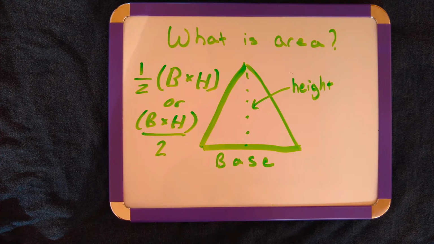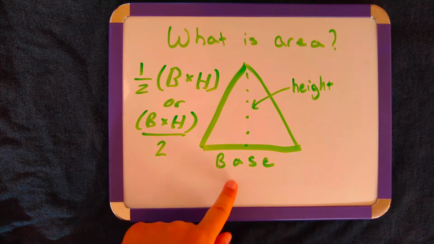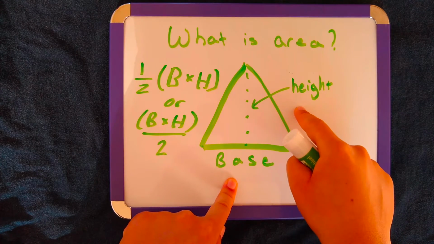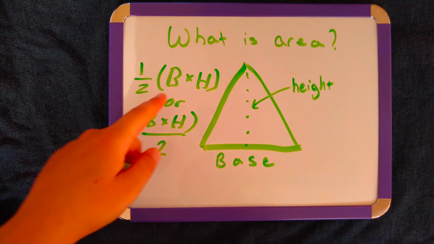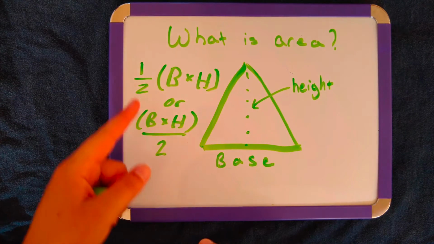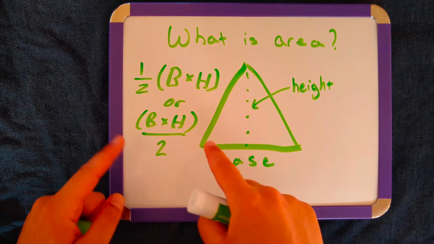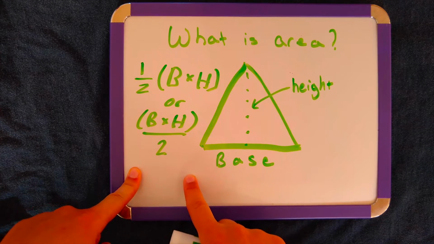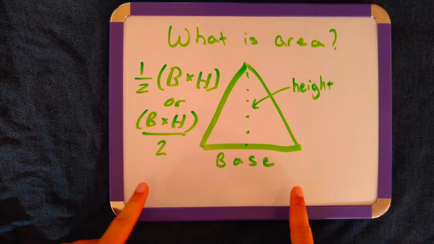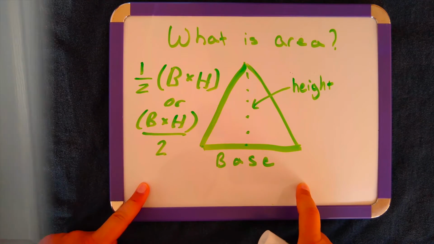To find the area of a triangle, it is the base times the height, but divided by 2. This can be written as 1/2 times the base times height, or the base times the height divided by 2. Both these formulas mean the same thing. I will explain why this works later on in the video.